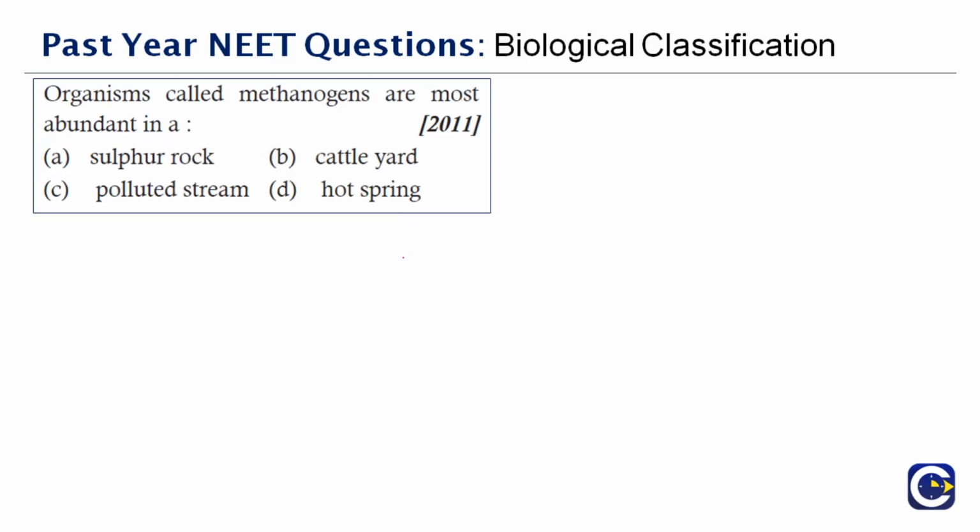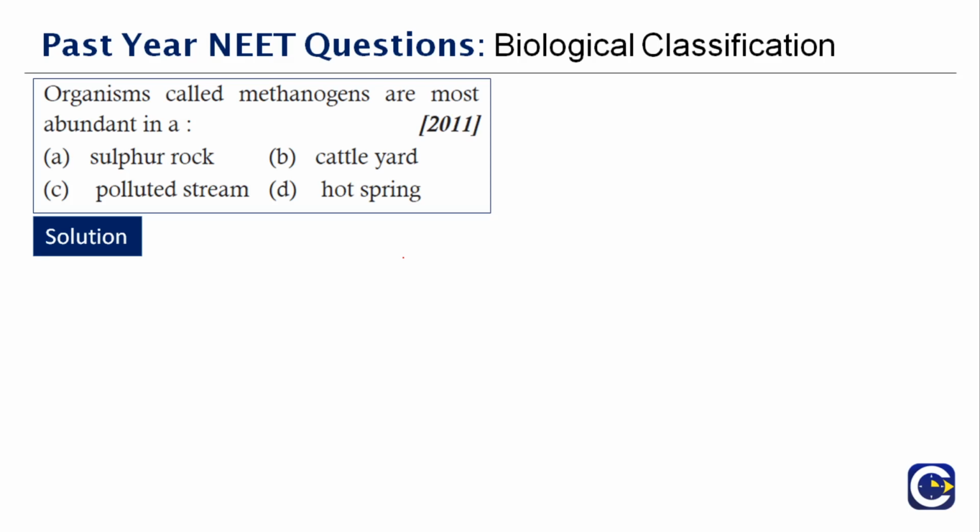Organisms called methanogens are most abundant in dash. This is a very easy question for you to understand and to answer. We all know what we mean by methanogens first: methane. We also say biogas, right? Okay, we all say that. So what is the answer coming to your mind first?